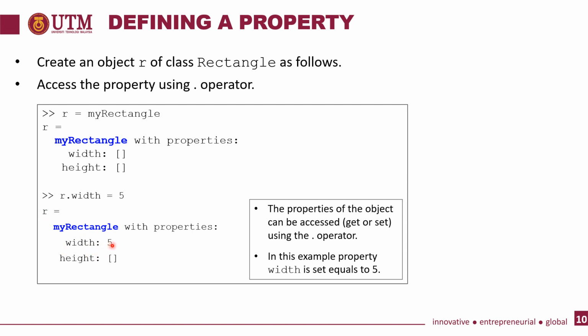Similarly, if you wanted to set the height, you just put R dot height equals maybe 2. So it will appear here. The properties of the object can be accessed, get, or set using the dot operator. In this example, property width is set equal to 5. So you can just use the dot operator.